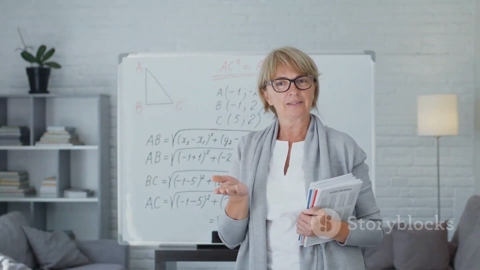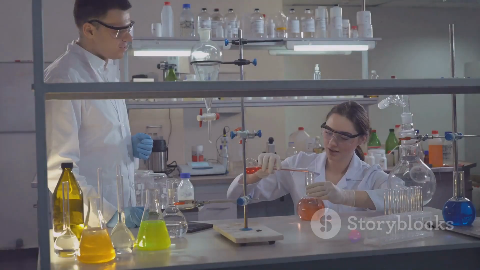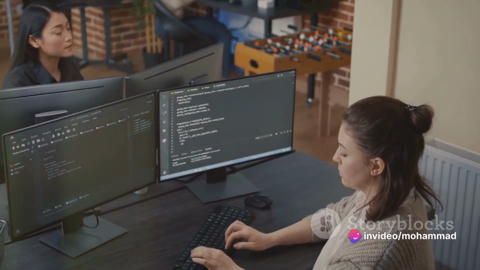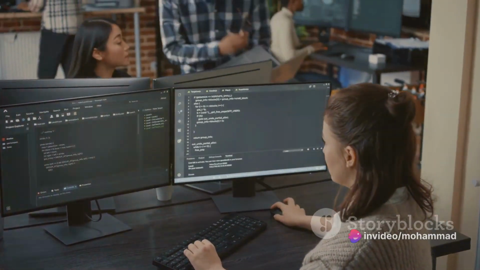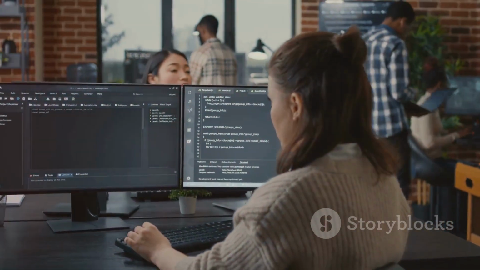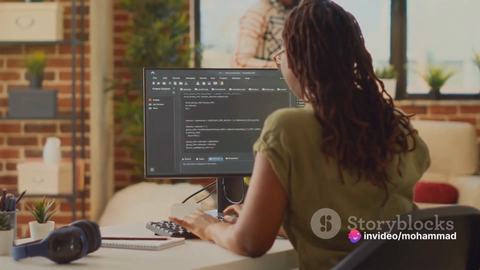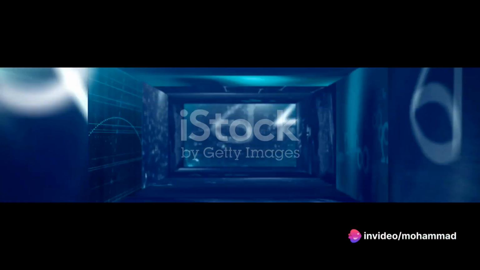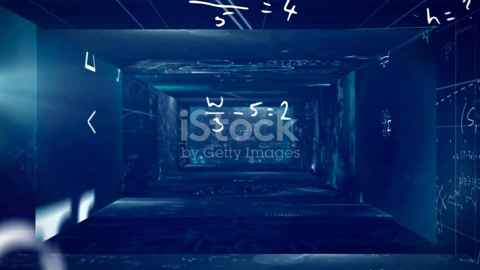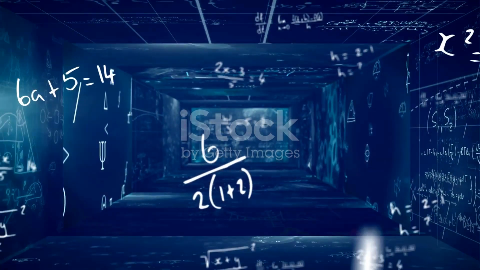This algorithm, named after Thomas Bayes, is a classification technique based on Bayes' theorem. It comes with an assumption of independence among predictors. Despite its simplicity and the naive assumption of feature independence, it's a powerful tool, especially for text classification tasks. So, ready to delve deeper into the naive Bayes algorithm? Let's get started. Naive Bayes, a simple yet powerful algorithm, has its roots in Bayes' theorem. But what makes it naive, you may ask? Well, let's dive right into it.